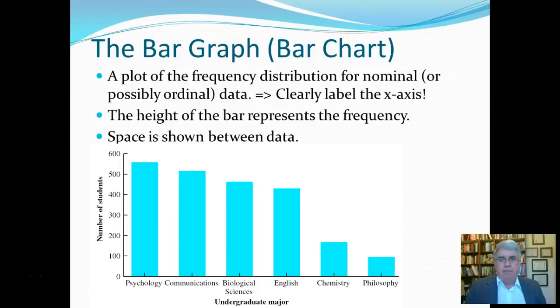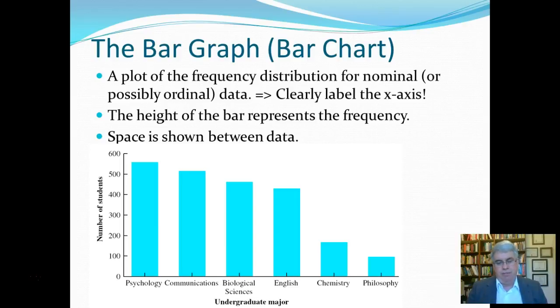Now one of the most common ways of presenting a frequency distribution as a picture is the bar graph, also known as the bar chart. When we talk about bar graphs or bar charts, graph and chart are synonymous. They mean the same thing. And basically a bar chart is a plot of the frequency distribution for nominal, so that means categorical data, or possibly ordinal data.